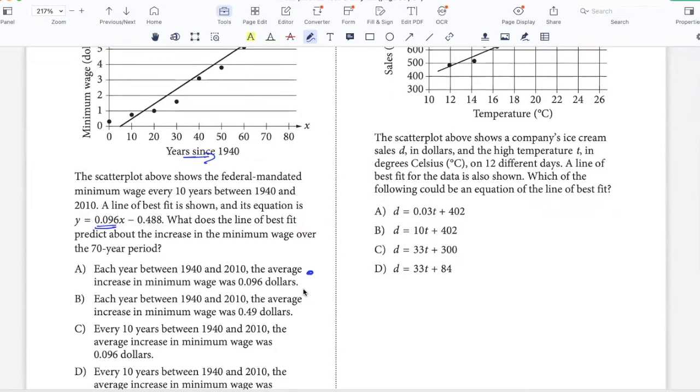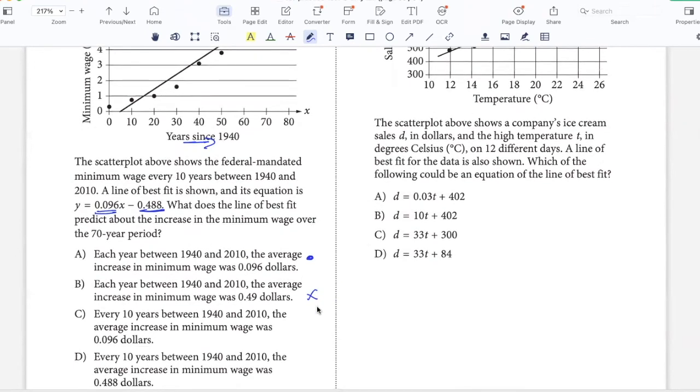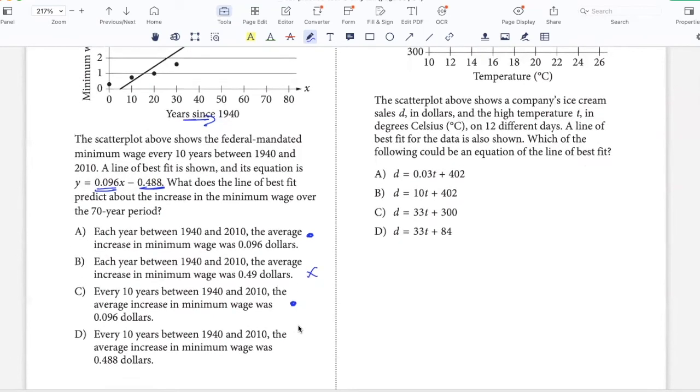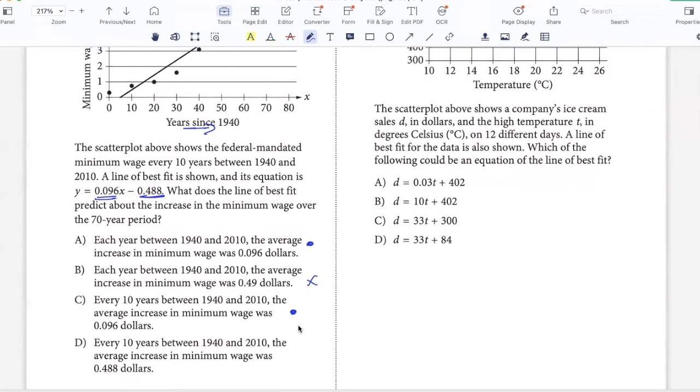Every year between these two, the average increase in the minimum wage was 0.49. No, that's not correct. Negative 0.49 is the y-intercept. Every 10 years between these, the average increase in minimum wage was 0.096. No, that's not correct. The slope is applicable every year. Change in the y value for a unit change in the x value. And every 10 years, the increase in minimum wage was this. So this is also wrong. So the best answer is A.